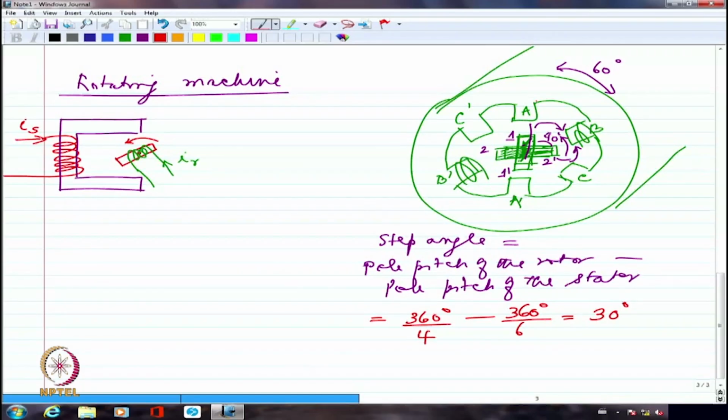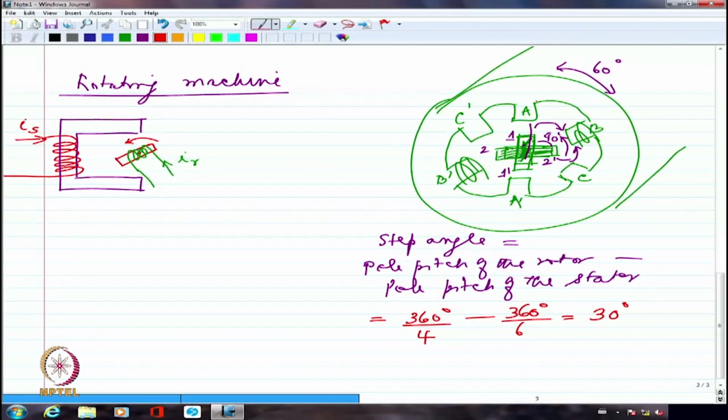But stepper motors are available only for smaller ratings, not for very large ratings, maybe up to 1 kilowatt. That is the normal rating we see. Whereas induction machines can easily go up to a couple of megawatts, and synchronous machines can go up to thousands of megawatts. So you can't compare the capacities of what a stepper motor can offer vis-a-vis what a synchronous machine can offer.